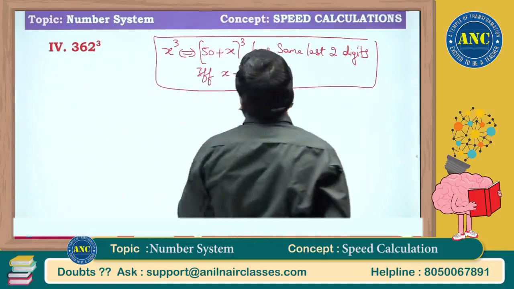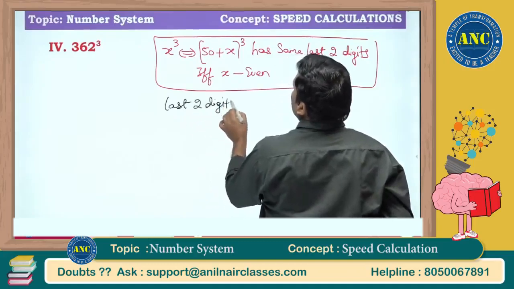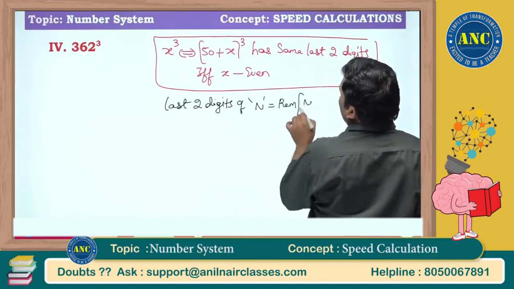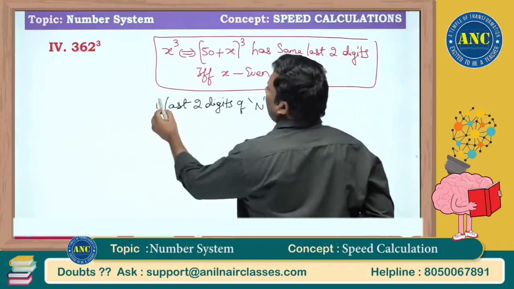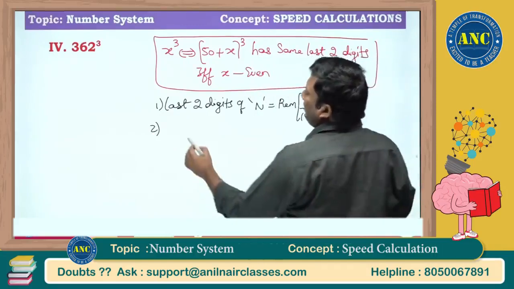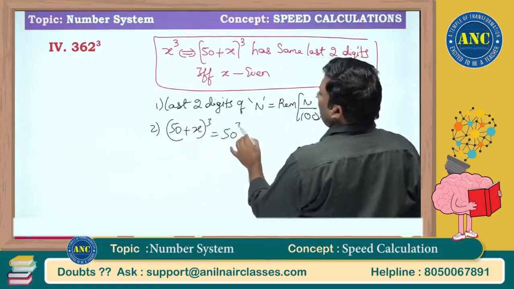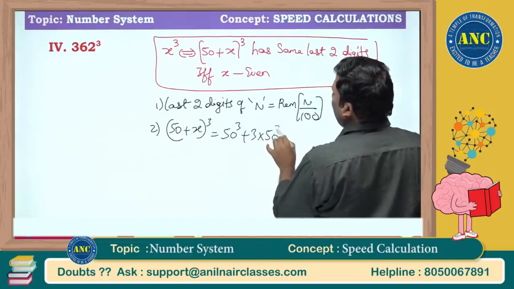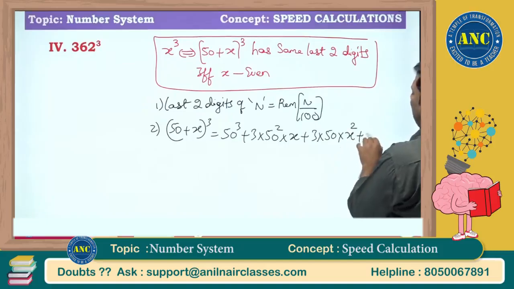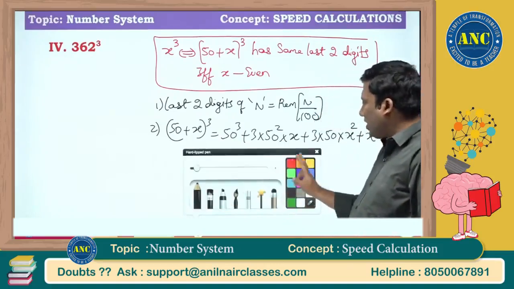Sir, why will it have the same last 2 digits? The last 2 digits of a number n is the remainder when you divide the number by 100. If you divide a number by 100, you will get its last 2 digits. Now 50 plus x whole cube, if I open the bracket: a cube, plus 3a square b, plus 3ab square, plus b cube. Now you will understand it clearly.